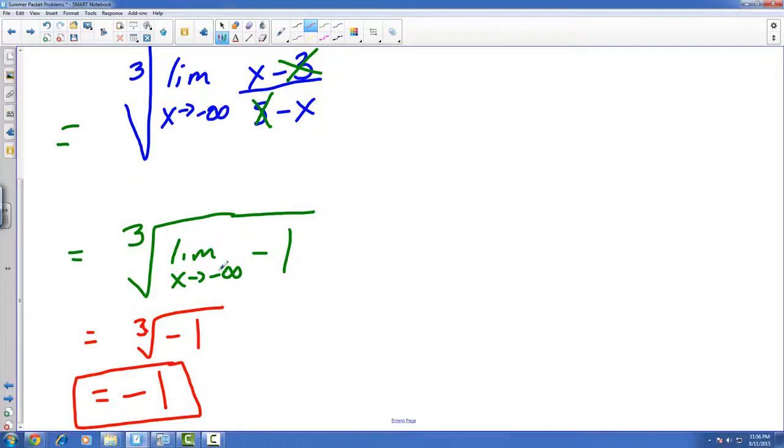And again, if you were a little iffy on maybe some of those properties with limits, we're definitely going to talk about that.